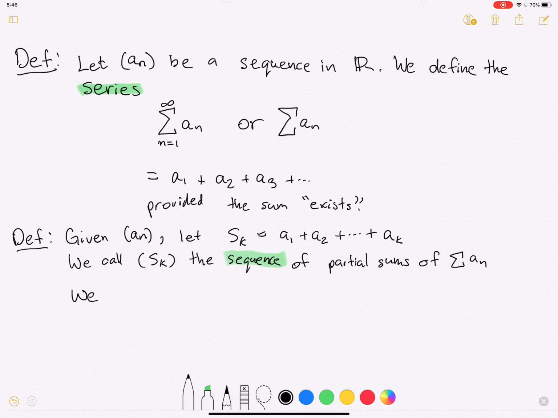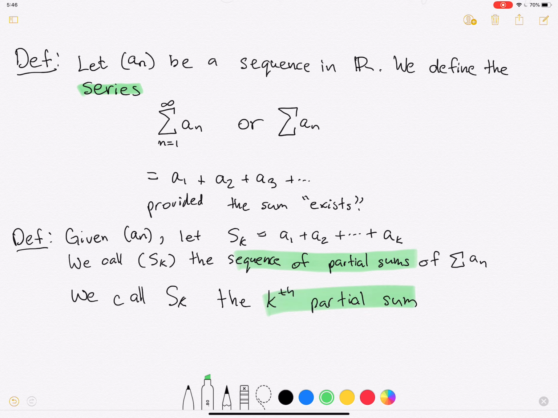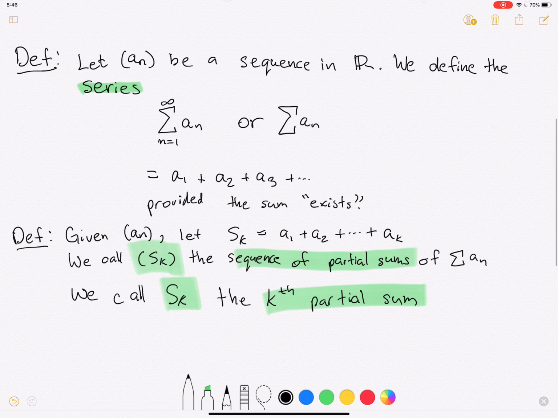We call s_k the kth partial sum. Just highlighting, we're not defining sequence, we're defining sequence of partial sums, and kth partial sum. That looks like that, and the kth partial sum looks like that without the parentheses around it.